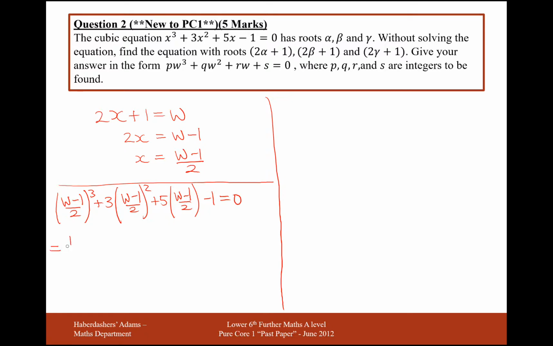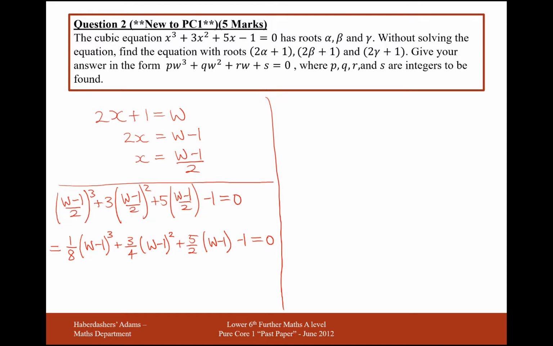So we'll start with 1 over, and then 2 to the power of 3 is 8, and then it's going to be w minus 1 cubed plus, and then 2 squared is 4, so it's going to be plus 3 over 4 if I pull out the denominator. The next one's going to be pulling out the denominator, 5 over 2 w minus 1, and then it's going to be just minus 1 at the end.